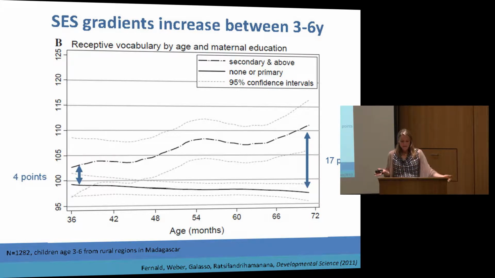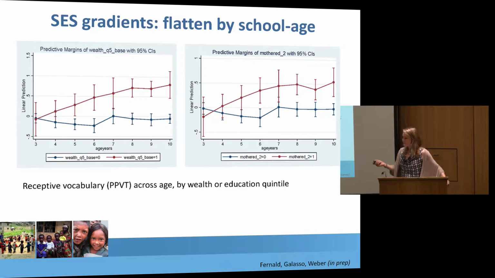So then you might have the question of is this just going to widen indefinitely, or is there some kind of plateau? So we've just started analyzing the longitudinal data. We now have information from these same kids when they're 7 to 10 years old. And this pattern, you can see here that this is the wealth findings, and this is the mother's education findings, and this is the Peabody across age.